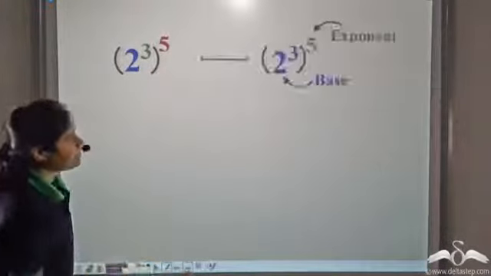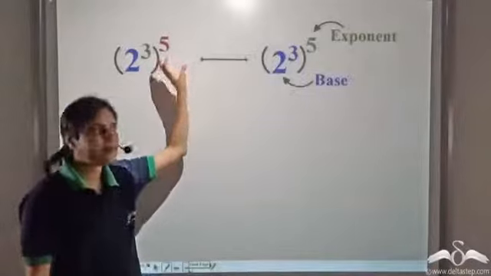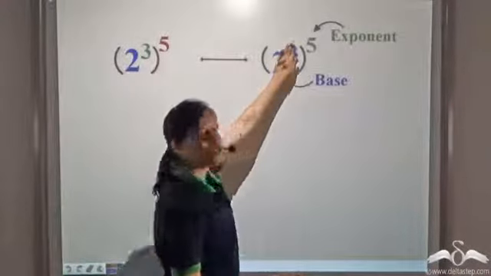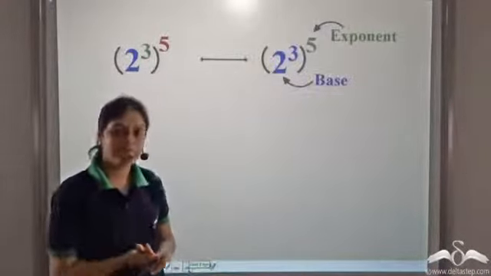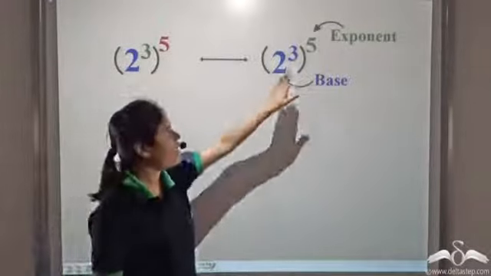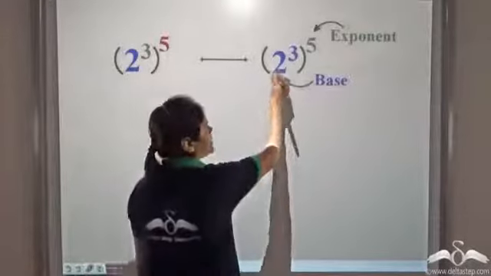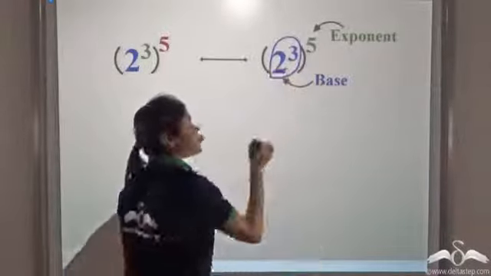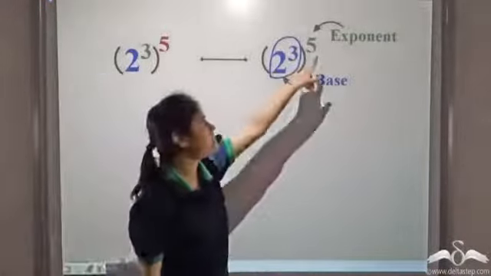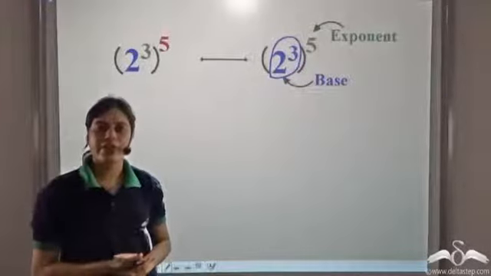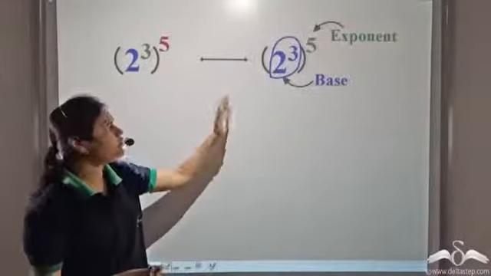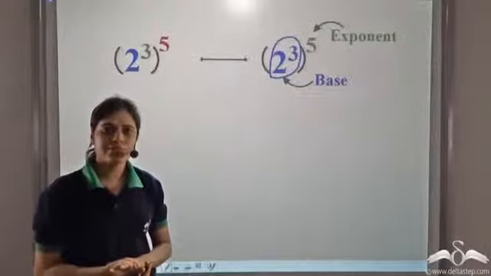So we can say that in this exponential number, base is 2 to the power 3, which itself is an exponential number, and the exponent is 5. So base itself is an exponential number and the exponent is 5. Now how do we represent such numbers?